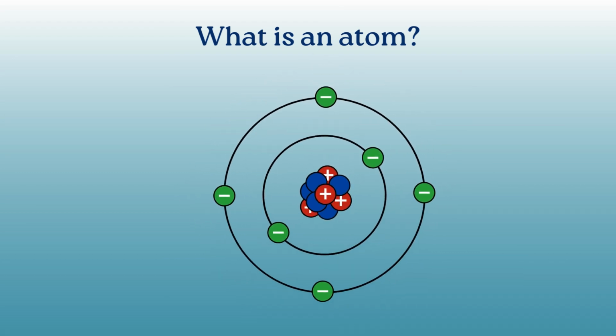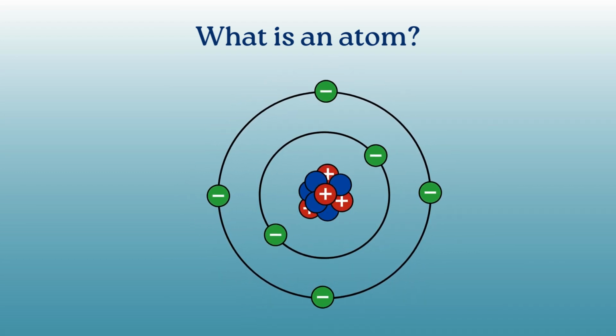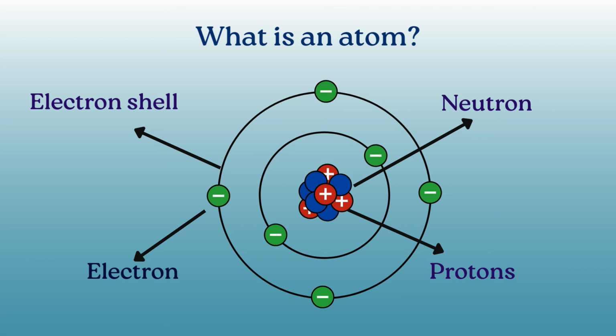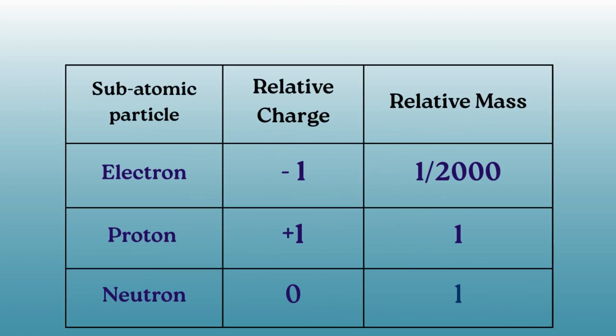Atoms contain three important particles: protons, positively charged; neutrons, no charge; and electrons, negatively charged. Protons and neutrons live in the nucleus. Electrons orbit in shells. The charge of a proton is +1.